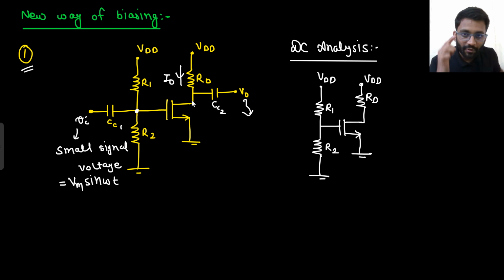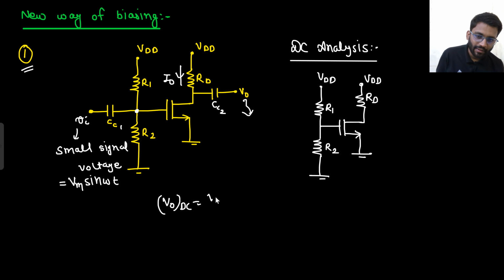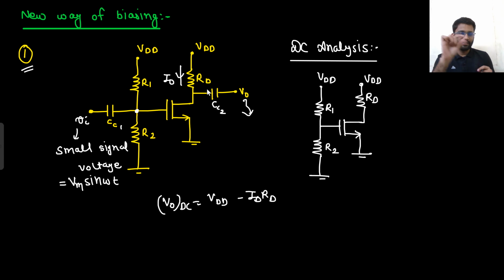Your V naught here would be VDD minus ID into RD plus some AC output. Sorry, what is your DC output? That is VDD minus ID into RD. And this DC output will see the capacitor CC2, so it will not go up to the final V naught. So this final V naught is the small signal output only.